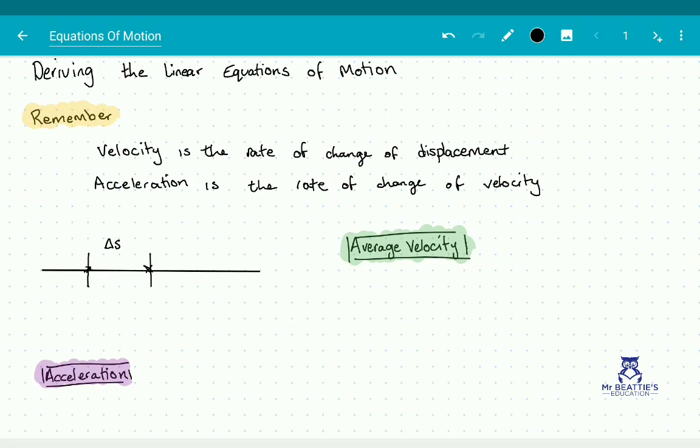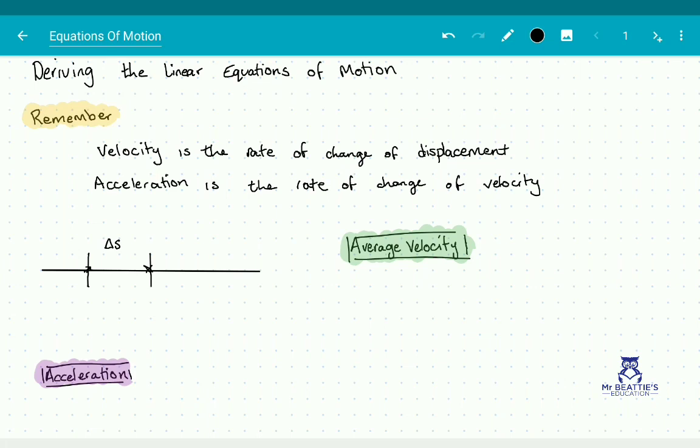So the first thing we're going to start with is remember from National 5 that velocity is the rate of change of displacement and acceleration is the rate of change of velocity. Okay, those two are going to become important.